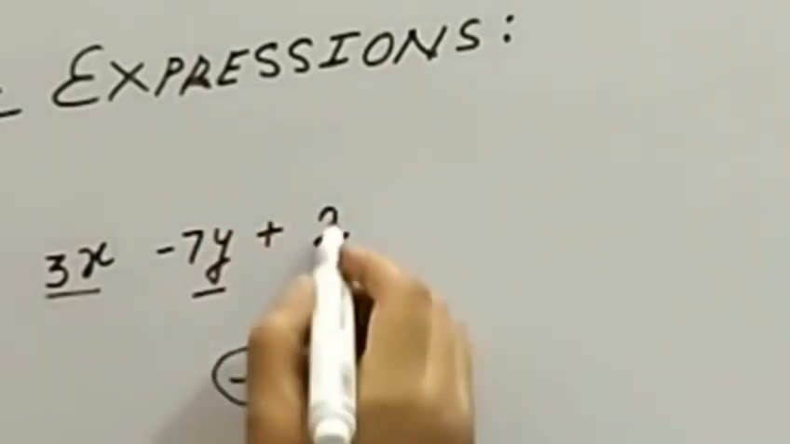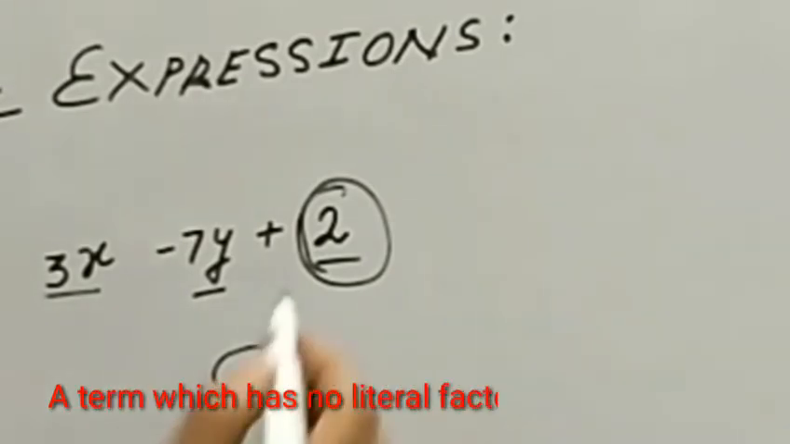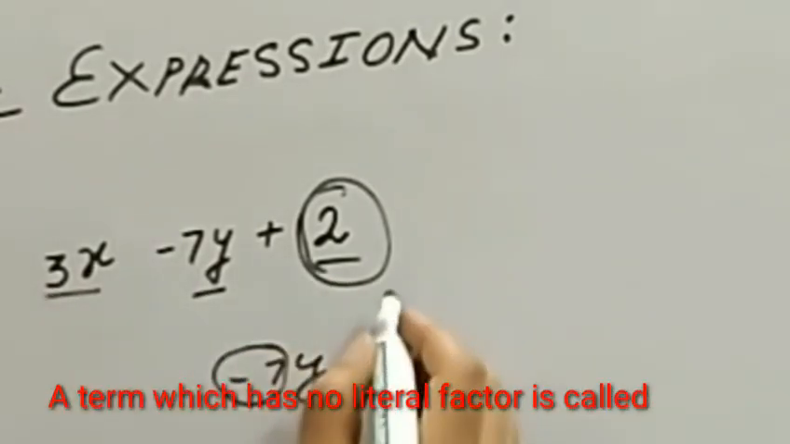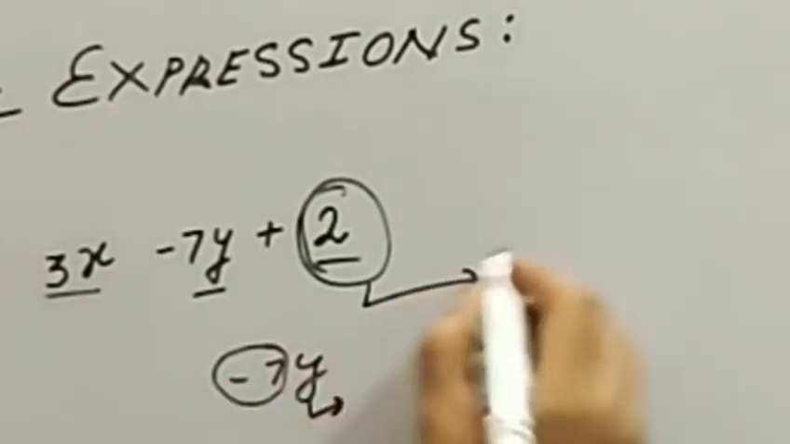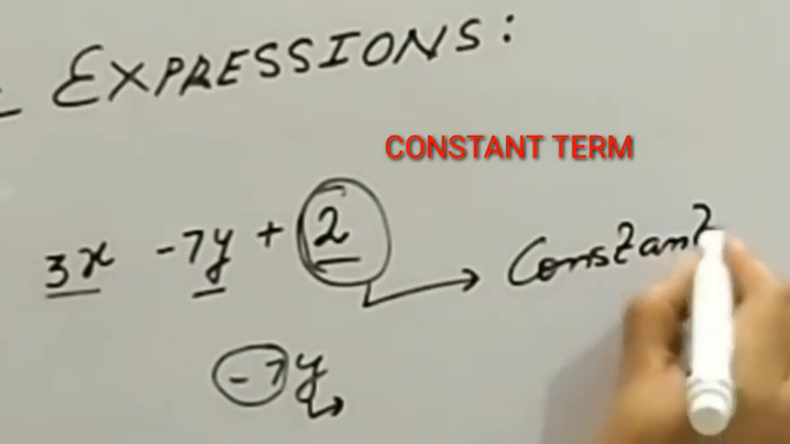Next, move on the next topic. 2. If you see this 2, in this case there is no literal. So such type of terms which has no literal factor or literal part is called constant term.